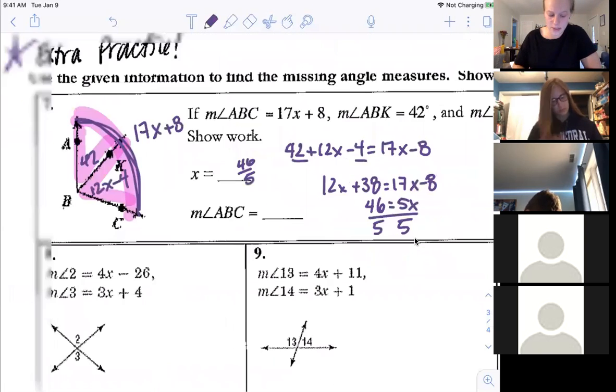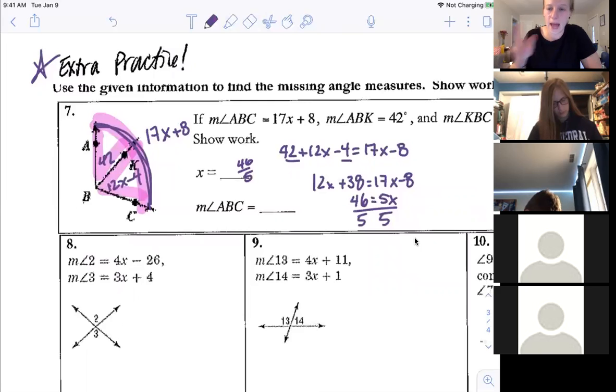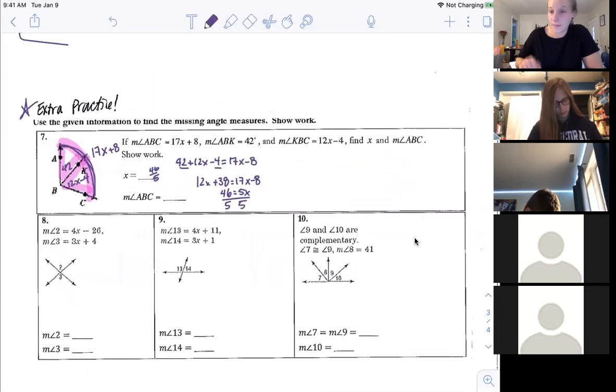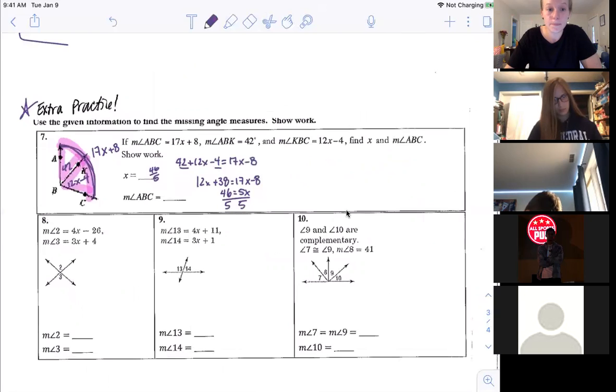Does anyone have questions on why Ella set them up by adding the two small ones to equal the big one? This is my reminder that nothing goes away, right? We did angle addition back in chapter 1. We're in chapter 3 now, and it's not over. It's not gone. Okay. Why did it go to 17x minus 8?